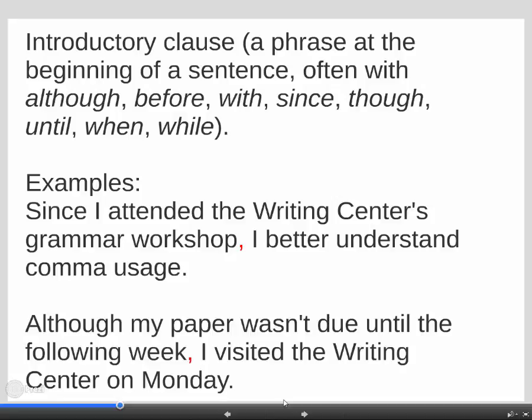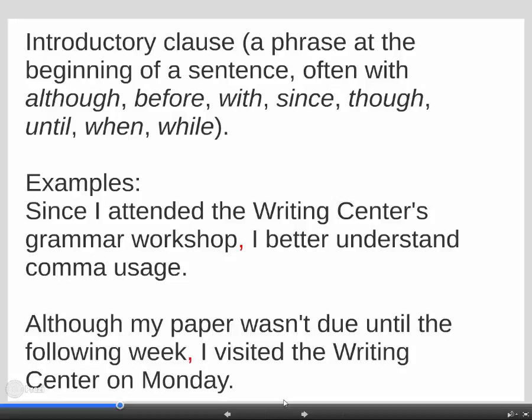You have a subject and you have a verb, the main part of a sentence. And the first example would be I better understand, right? Or I understand, whatever. And then there's a whole bunch of stuff before that subject. Since I attended the Writing Center's grammar workshop, all of that information is coming before the main subject and verb of the sentence, so that's introductory material. That's how I think about it. All of that introductory material in this case could not stand alone as a sentence. It needs the rest of the sentence, the independent clause, to make any sense.